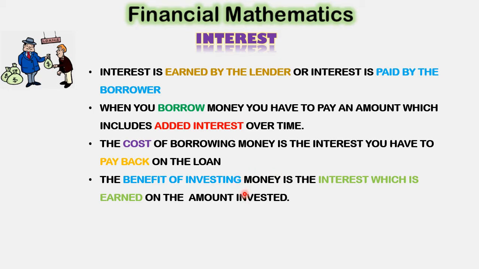So let's agree that in financial mathematics, you talk about the lender, who is the investor, and the borrower. The borrower will actually lose the money to the lender. But when you are the investor, when you invest, you expect to gain interest. You expect to earn interest on the amount that you have actually invested.